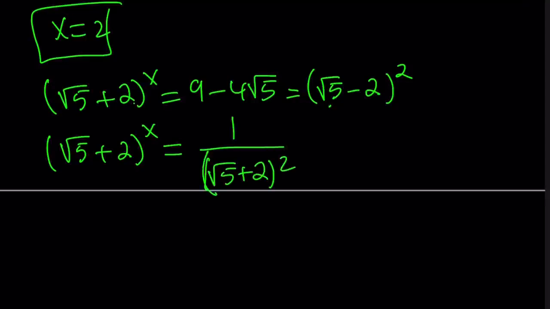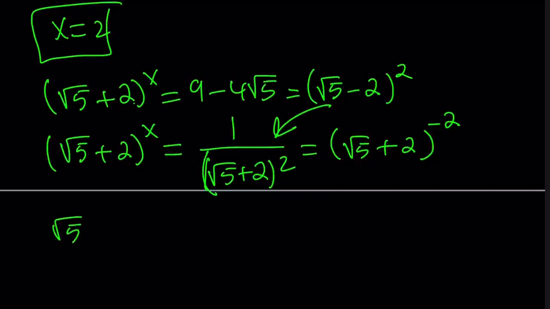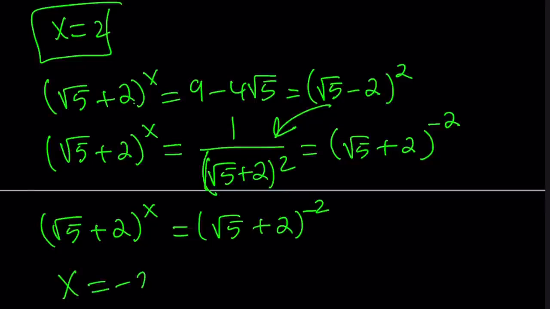So these are equivalent because √5 − 2 is 1 over √5 + 2, so we can square both sides. And then this means (√5 + 2) to the power negative 2, by definition of the reciprocal or the negative exponent. So we got the following: (√5 + 2)^x equals (√5 + 2)^(−2), which implies x equals −2 is another solution. And that's the only other solution, so we got two solutions for this equation. Make sense? Okay, great. So let's go ahead and take a look at the second method, and then we'll take a look at the graph.